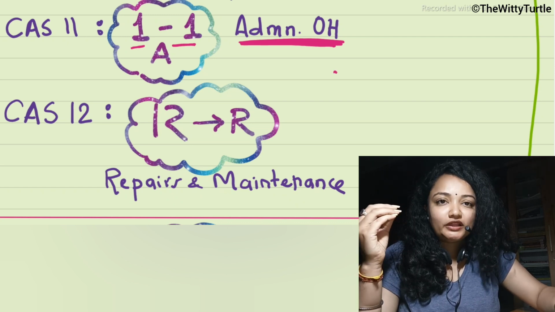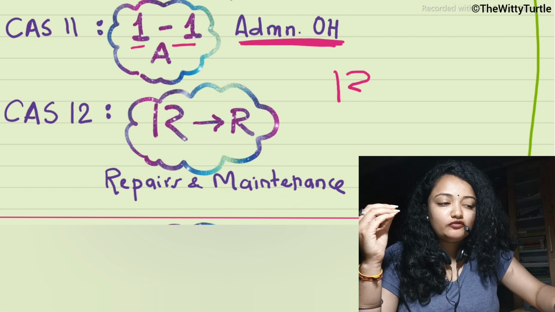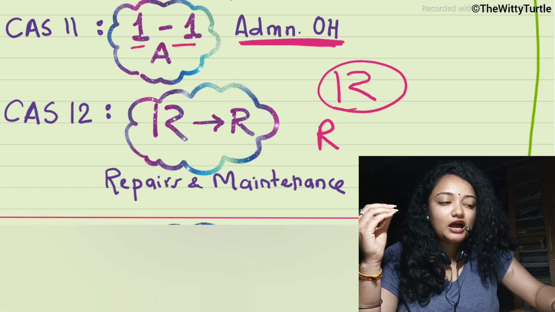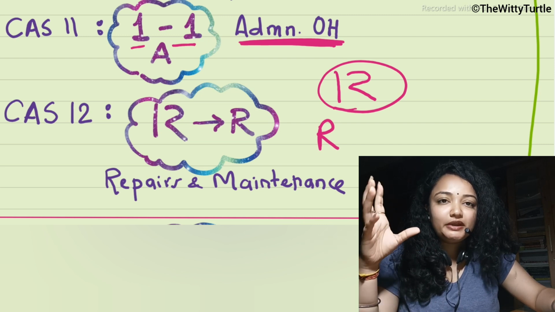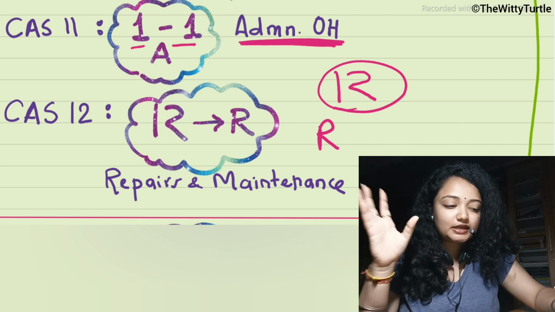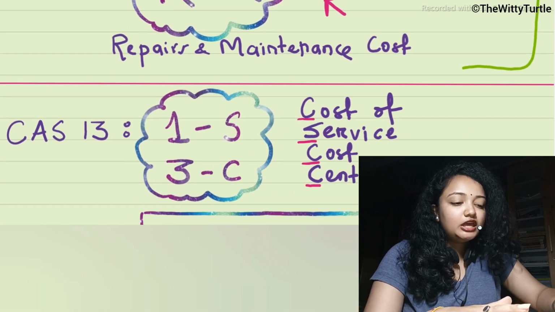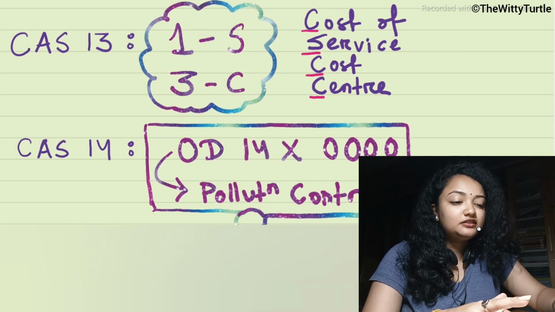How do you write 12? Like this, 1 and 2, and this looks like what? This looks like R, right? Does it look like R or not? So that gives repairs and maintenance cost, right? Repairs and maintenance cost. Then we have cost accounting standard 13.